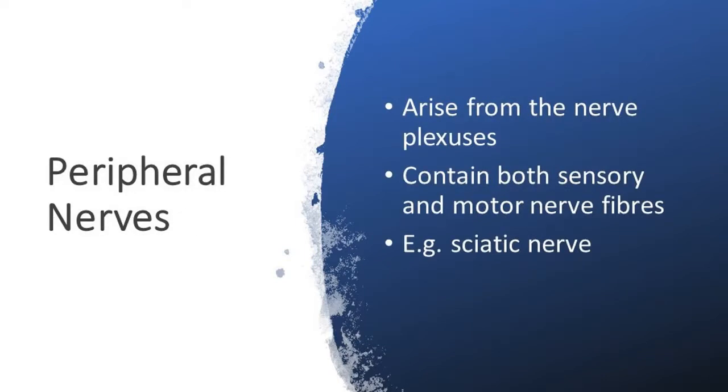Now peripheral nerves arise from the nerve plexus. The nerve plexus, for example, in the lumbosacral region will give rise to a big nerve called the sciatic nerve. Another example is brachial plexus, which will give rise to axillary nerve or brachial nerve.